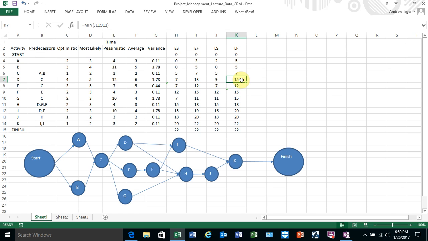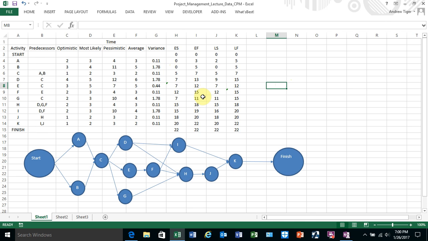D has 2, I and H. C has 3, so we take the smaller of B, E, and G. B has one successor, which is C, which is the same for A, has one successor, which is C. And then the start node will have two successors, so smaller of A and B's latest start. And that will give you the critical path.